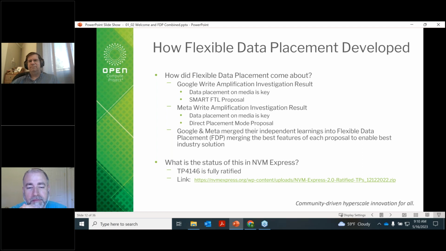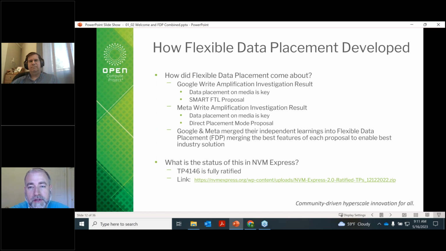And then in parallel, Meta was also doing their write amplification investigation, and they decided that the placement on the media was key, and they were working at the same time on this direct placement mode proposal. So we worked together and tried to take the best of both, and that is what became flexible data placement. And today it's fully ratified.